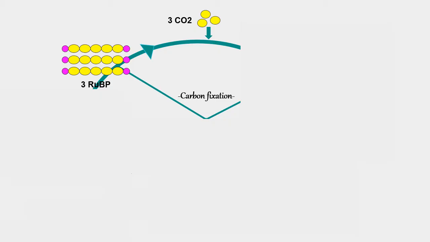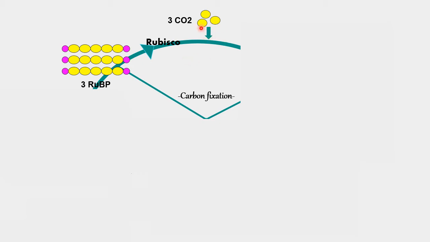Now let's look at the Calvin cycle. As we go through this cycle, please note that the yellow circle represents the carbon atom and the pink circle represents the phosphate atom. First, we have the carbon fixation phase. In the carbon fixation phase, 3 molecules of carbon dioxide will attach to 3 molecules of RuBP. This attachment is catalyzed by an enzyme called Rubisco.